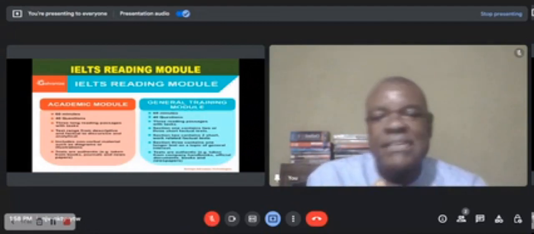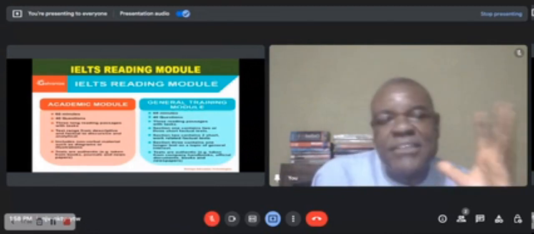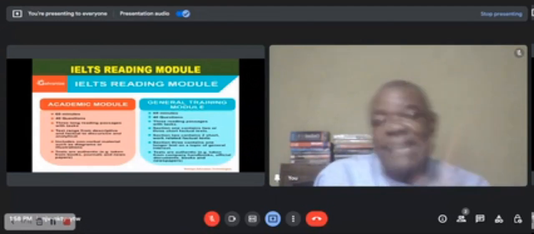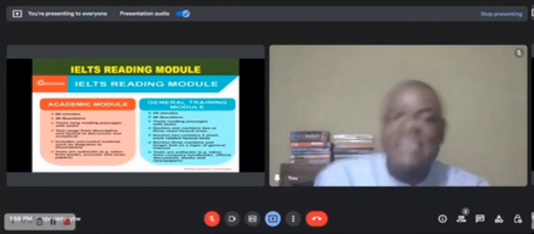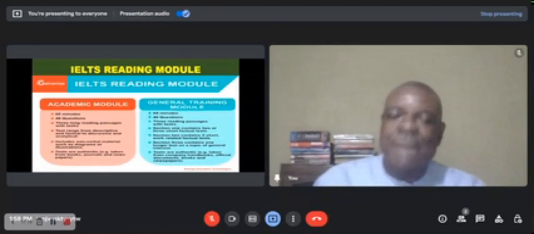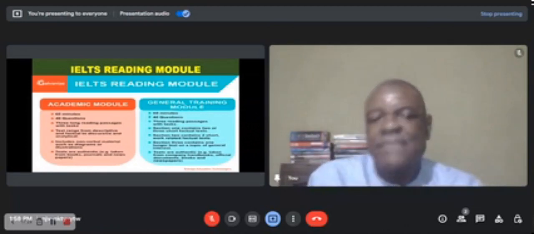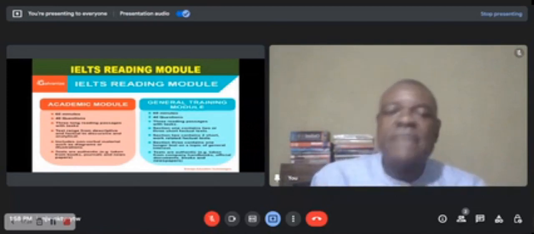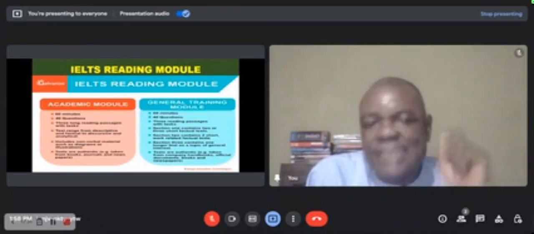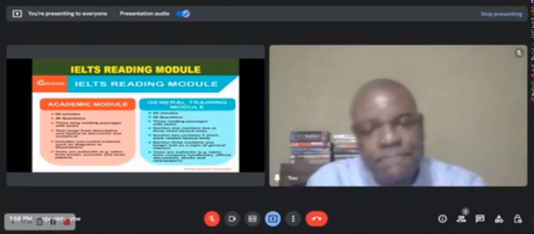Now, this is exactly what to expect. Now, reading has 3 reading passages and 40 questions. Make sure you write the answers directly on the answer sheet. This is not like the listening module where you will be given extra time to transfer your answers from the question booklet into the answer sheets. No, in reading, you won't be given any extra time. So as you read, you enter your answers directly in the answer sheet, okay?